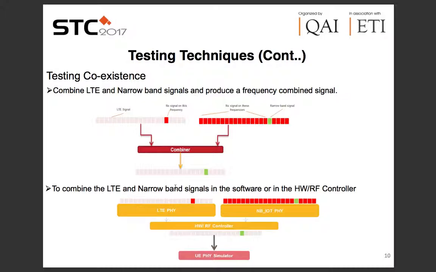Now the second approach is to combine the LTE and narrowband signals in the software itself or in the hardware RF controller in the setup. This can address the interference issues for narrowband IoT UEs or the legacy UEs.